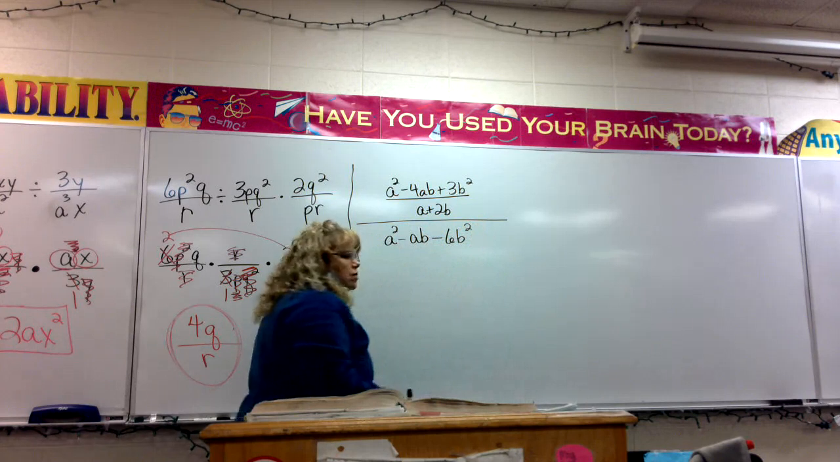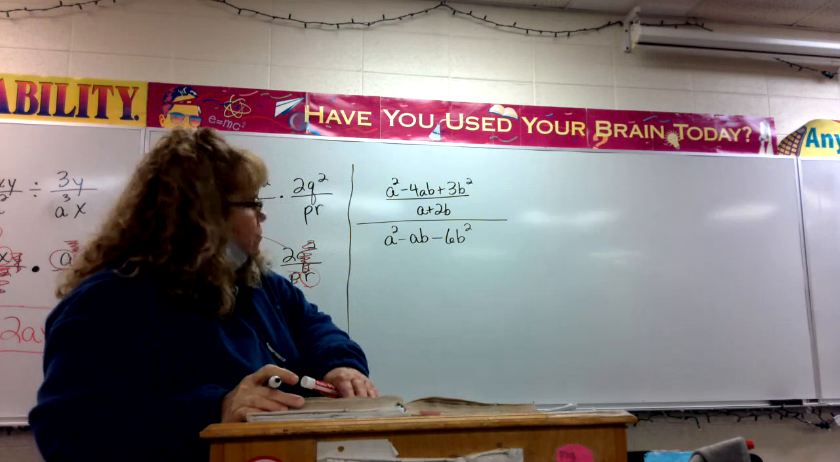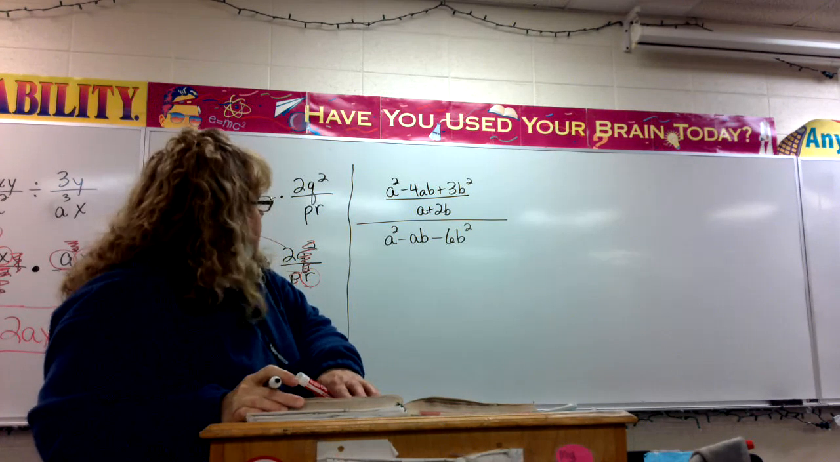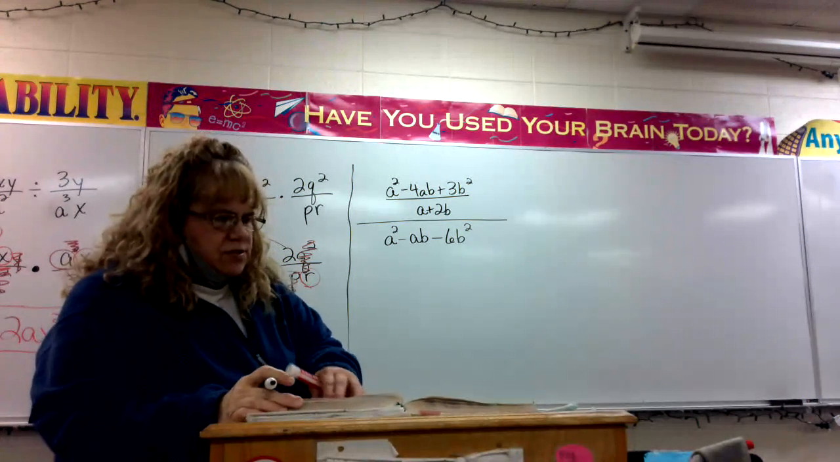Now let's make sure I copied it right or we're going to have big troubles. A squared minus 4ab plus 3b squared over a plus 2b, divided by a squared minus ab minus 6b squared.